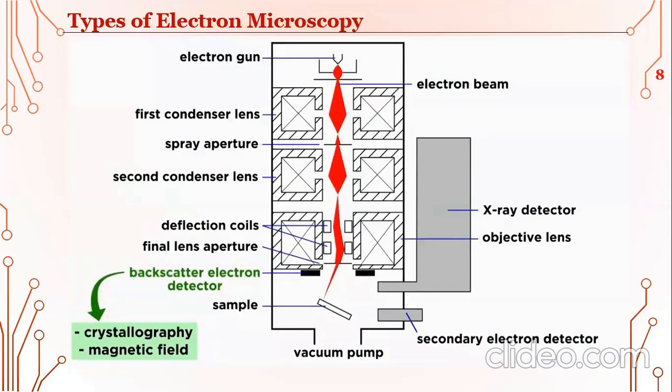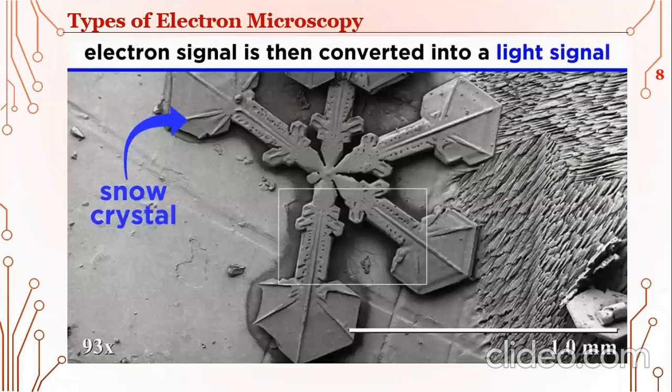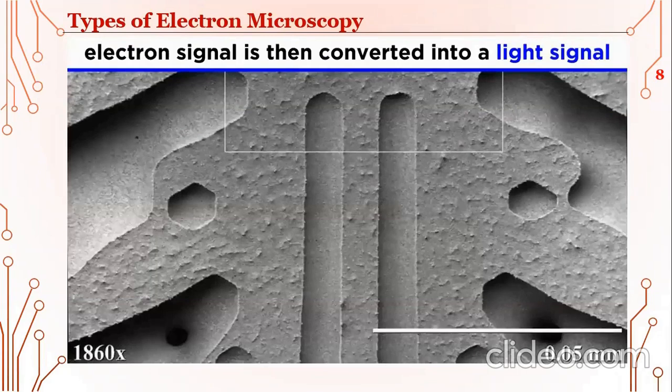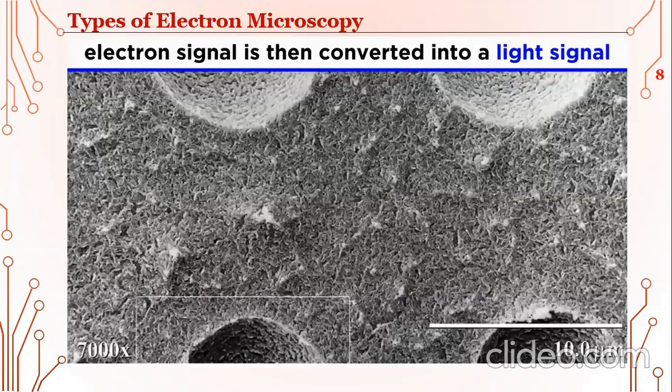The results from this detector are primarily used to look at crystallography and the magnetic field of the sample, but for the purposes of microbiology, researchers focus on the detection of secondary electrons, which allow them to visualize the topography of the sample, or the distribution of parts and features on the surface of the sample. The detectors convert the electron signal into a light signal that is amplified by passing through a photomultiplier before the final image is projected on a computer screen.